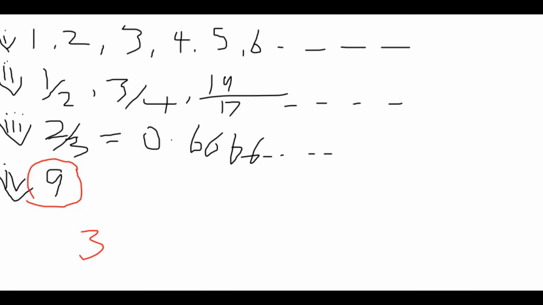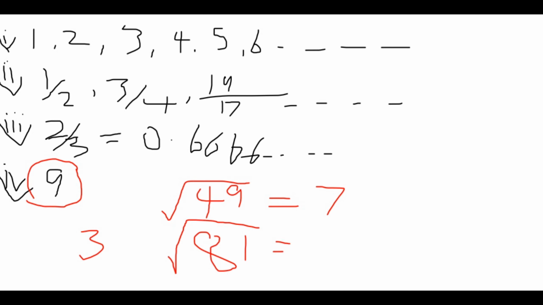Another example of a perfect square is 49. If we take the square root of 49, we are going to have 7. Same thing for 81. If we take the square root of this number, we're going to have 9. So 81 and 49 are perfect squares. The square root of perfect squares are rational numbers because they are also like the first category, which I discussed earlier.